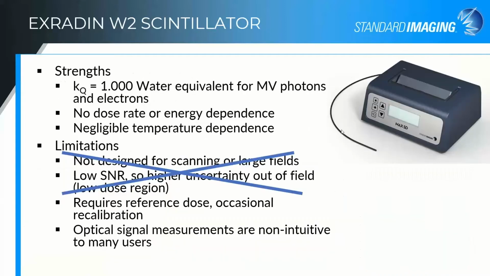Okay. So with the W2, we've managed to keep all of the strengths of the W1. It's the same optical fiber. It can be used in MR Linac because there aren't any ferromagnetic parts in that fiber at all. You just have to keep the Max SD outside the 5 Gauss line in order not to bother the electronics with the magnetic field. But we've managed to eliminate a couple of the limitations of the W1 while keeping all of the strengths and potentially even adding to it.